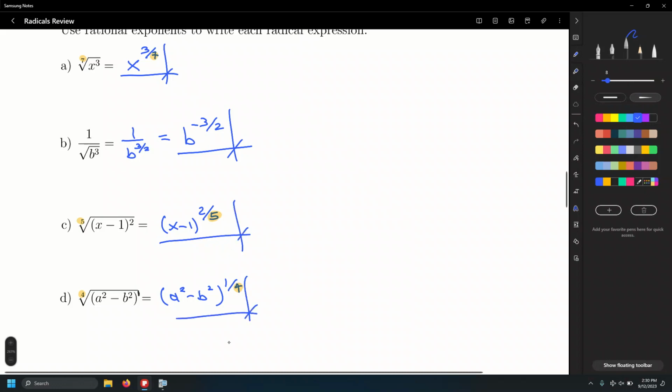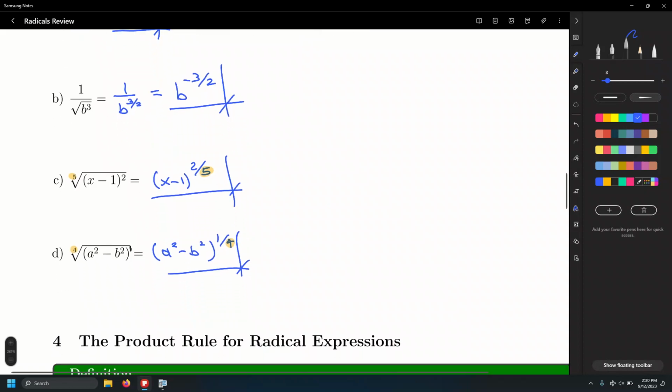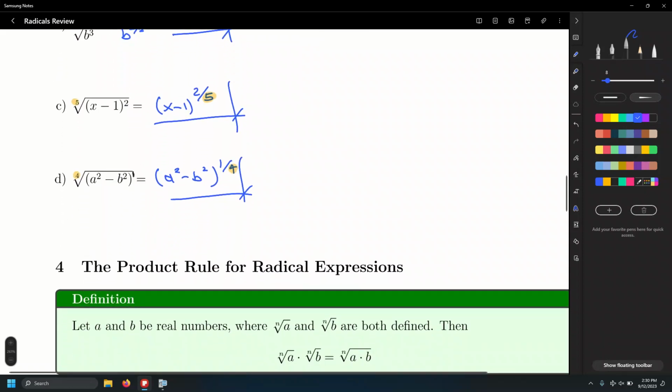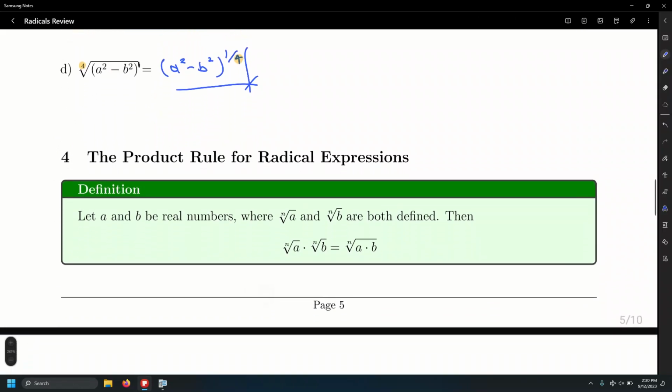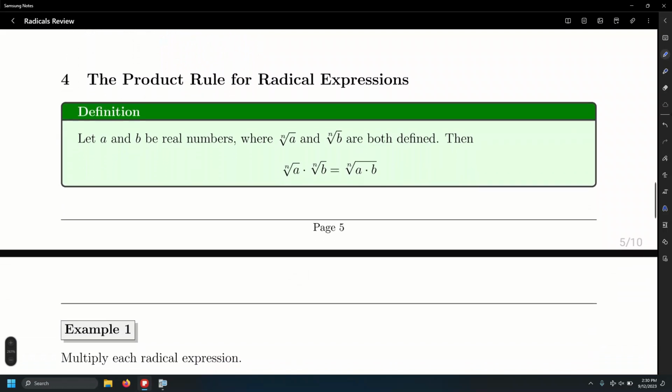These are kind of short exercises. All we're getting familiar with is rewriting a radical expression in terms of rational exponents, potentially negative rational exponents, depending on whether those denominators contain the radicals in this case. All right. Okay, so let's keep working on more radicals.